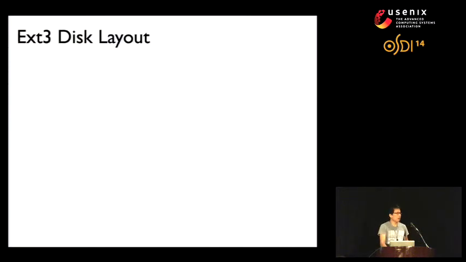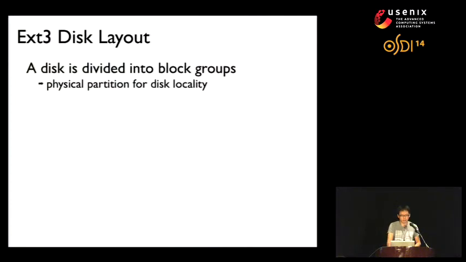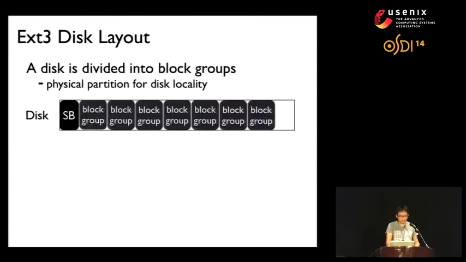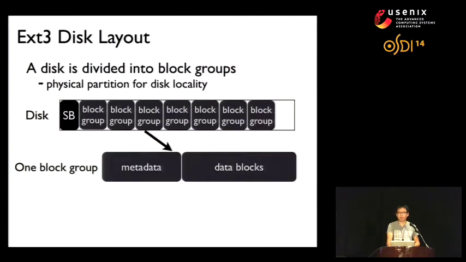Now let's first look at how ext3 lays out data on the disk. In ext3, a disk is divided into multiple fixed-size block groups. There is a shared super block at the beginning of the disk. Then the rest of the space is partitioned into block groups, and each block group has its own metadata and data blocks. Metadata includes the group descriptor, the bitmaps, and inodes.